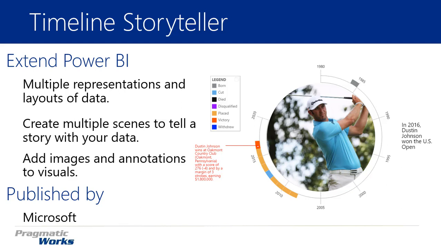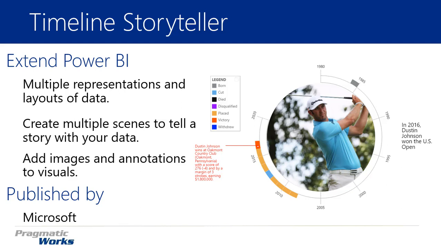You could also add annotations and images, so you can see images of golfers on the right-hand side. You could also add annotations. That's what you're seeing on the far right, where it says in 2016, Dustin Johnson won the US Open. That's an annotation that's been added. So you have the ability to really add in things there to make it easier for you.